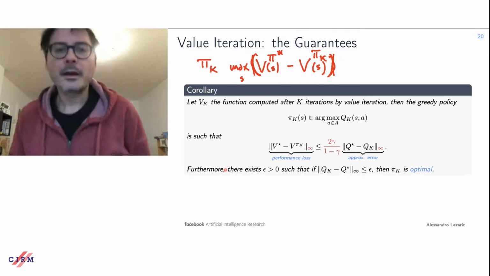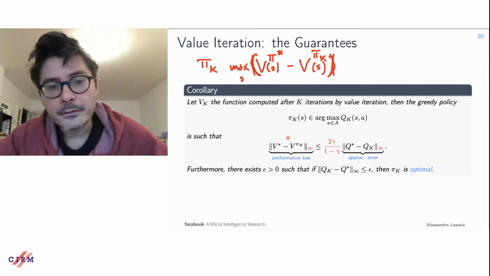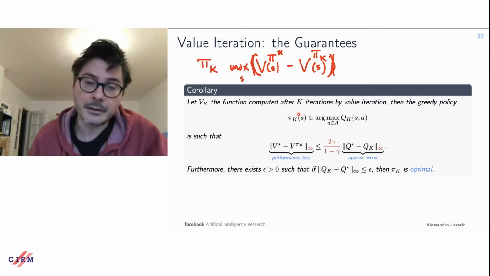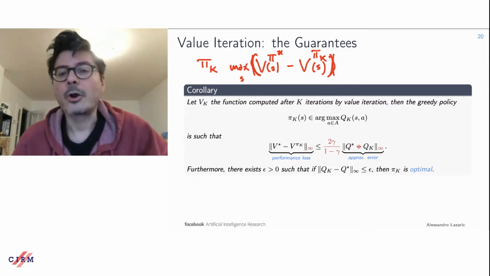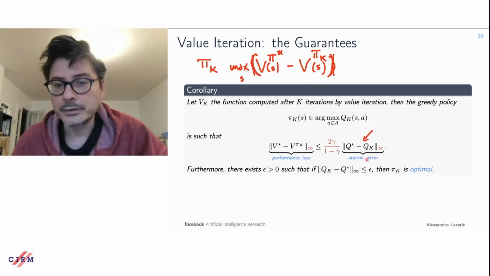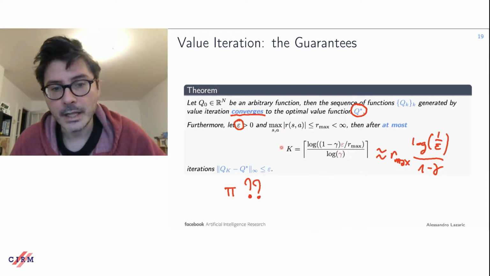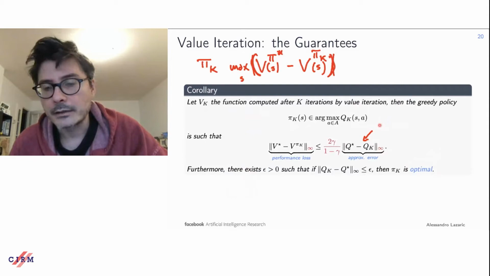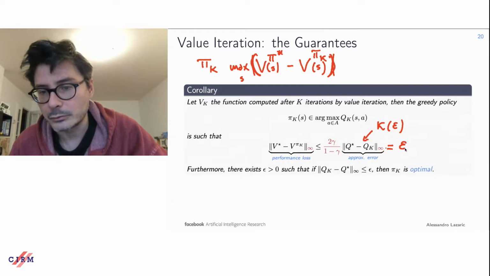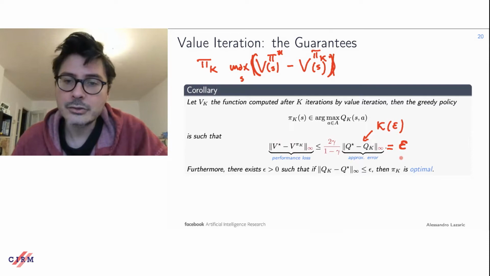Now, the cool stuff here is that the performance loss that I can have by stopping after k iterations, when I computed this action value function, is upper bounded by this term. Okay, about this term I know a lot, because this is exactly what I know from the previous slide: if I run for k iterations this many, then I know that my Q function is close to Q star by at most epsilon. So I can carefully tune k and epsilon in such a way that this is indeed equal to epsilon. So I can directly control my performance loss by choosing epsilon. So this is the cool part of the story.